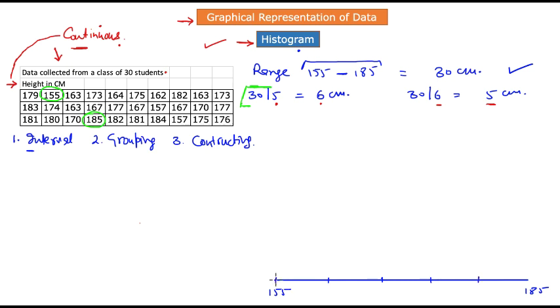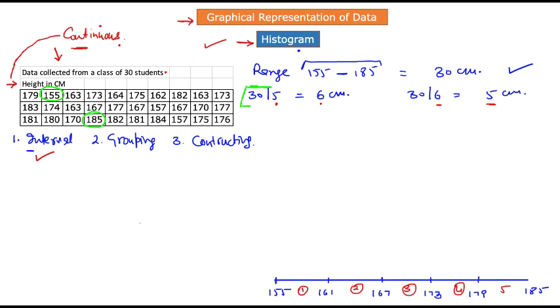So first interval goes from 155 to 161. The next will be from 161 to 167. Next will be up to 173. Then it will be 179, and then finally 185. So here are my 5 intervals: 1, 2, 3, 4, and 5. At this stage, we are covered with our step 1, which is creating your intervals, right?